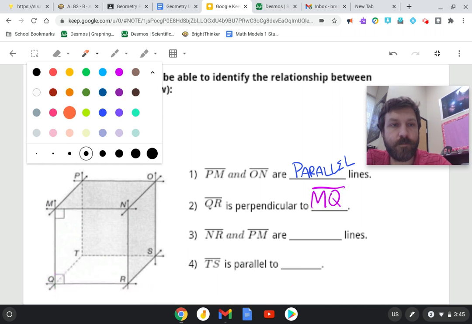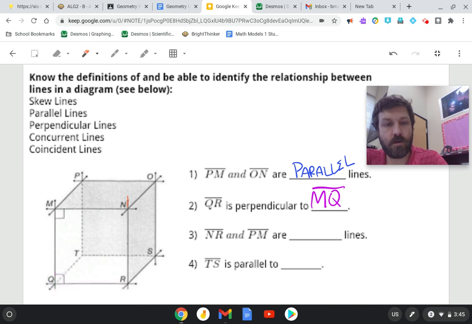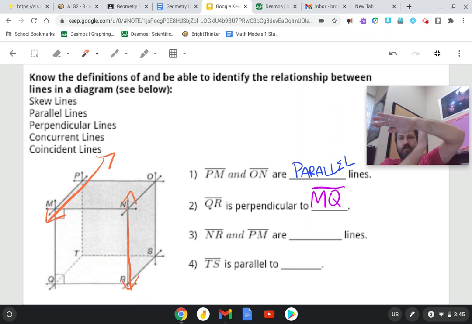All right. NR and PM are blank lines. Those lines are not in the same plane. They don't intersect. So they're going to be skew lines. That's kind of the key concept of skews. They're going in different directions from each other, not touching, but not in the same plane. So they are skew.